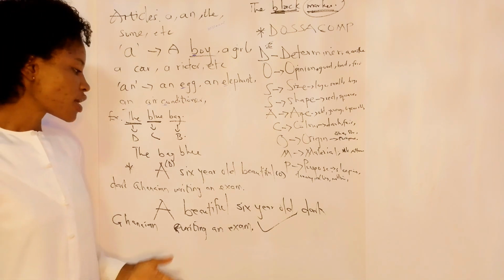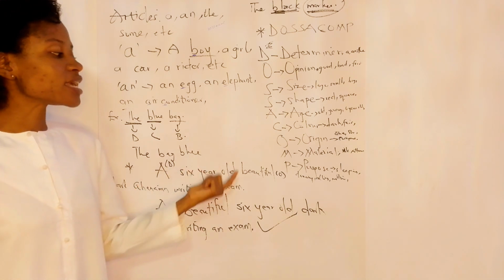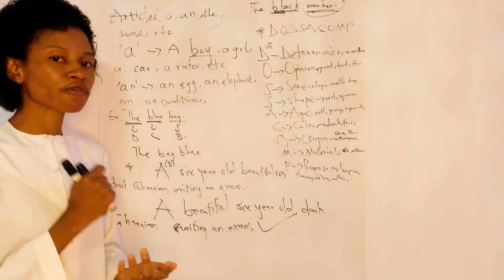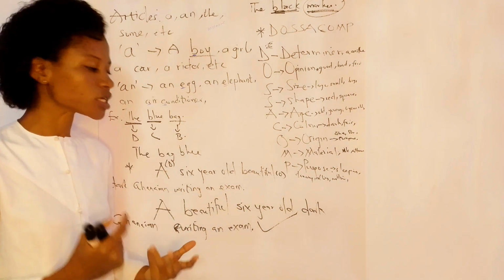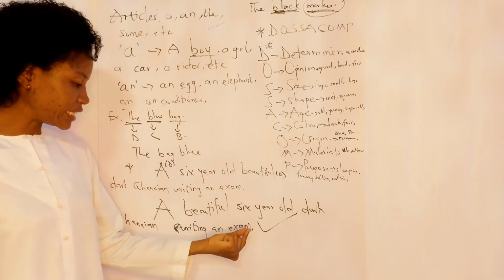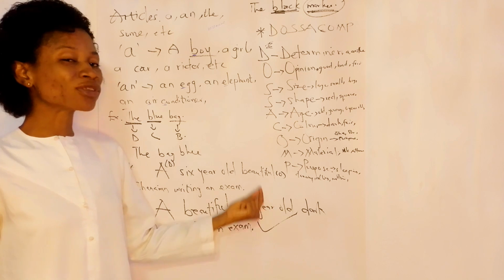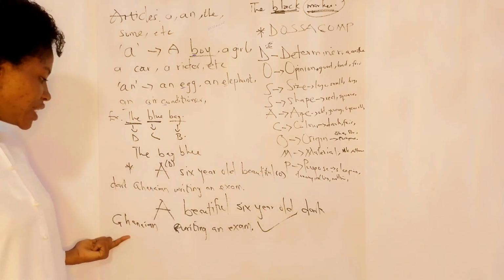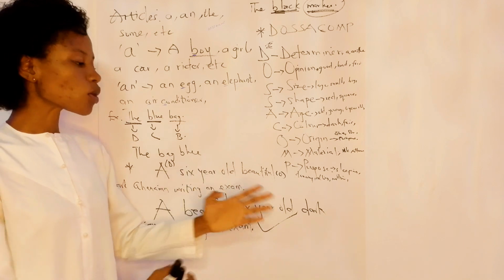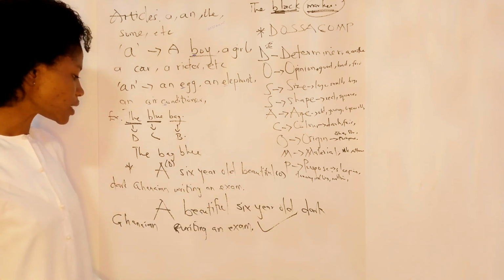So instead of saying a 6-year-old beautiful dark Ghanaian writing an exam, the correct statement with regard to order of adjectives is: a beautiful 6-year-old dark Ghanaian writing an exam.